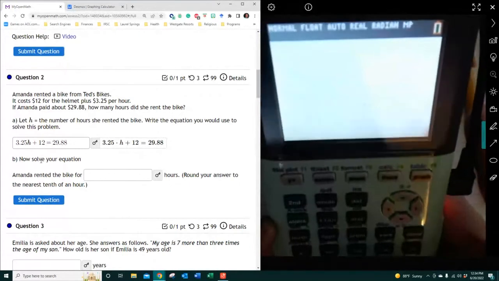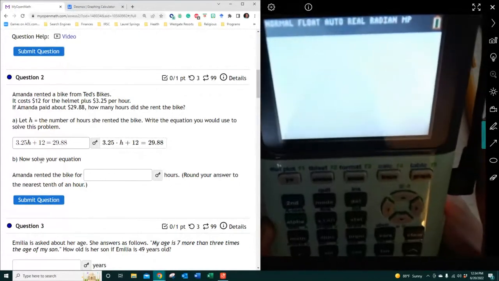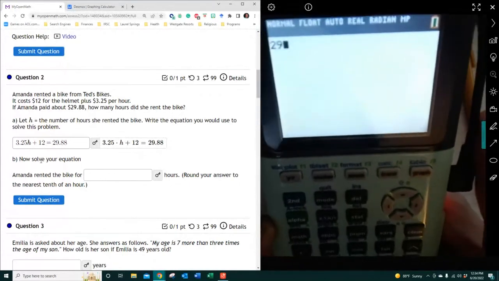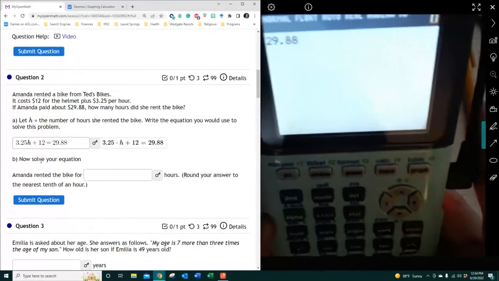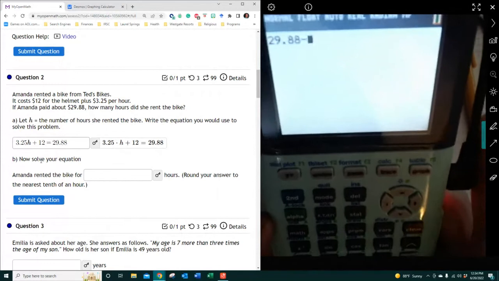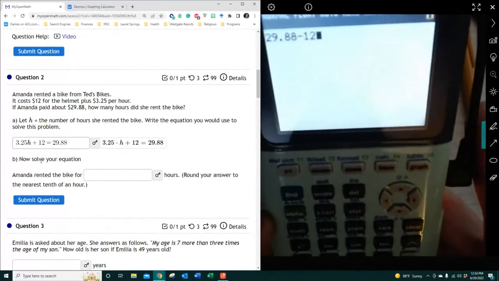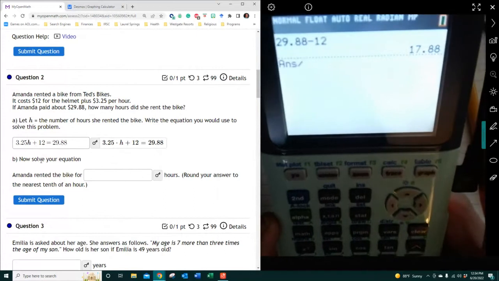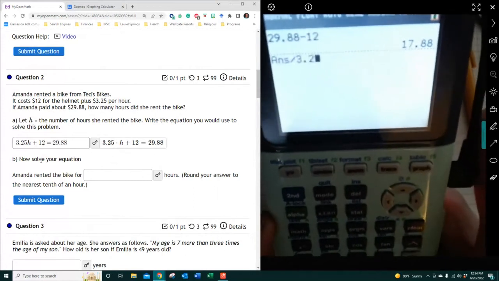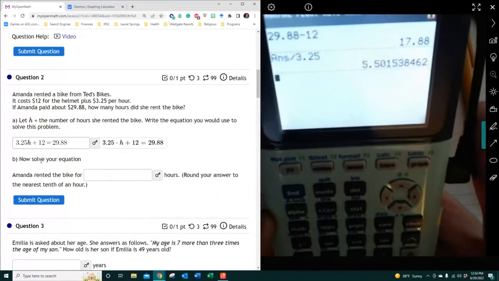All right. Now, if I go ahead and do this, I say, all right, so what is 29.88 minus $12 equals, and then divided by $3.25. And that's our answer. So it's 5.50.